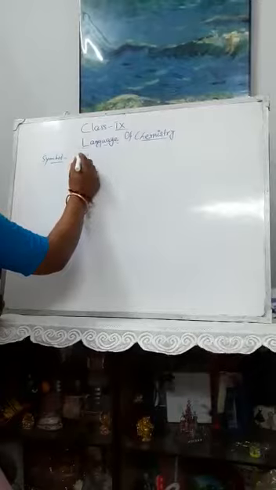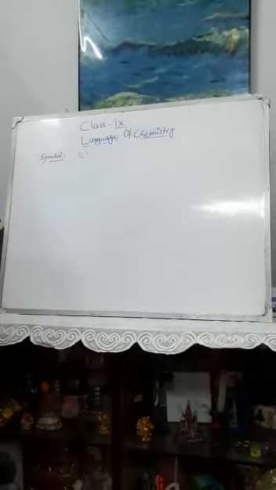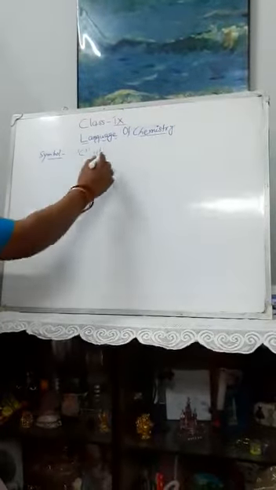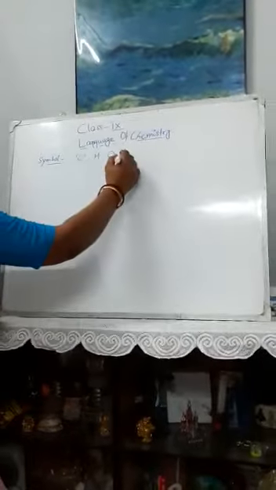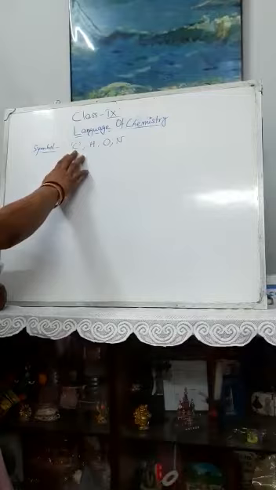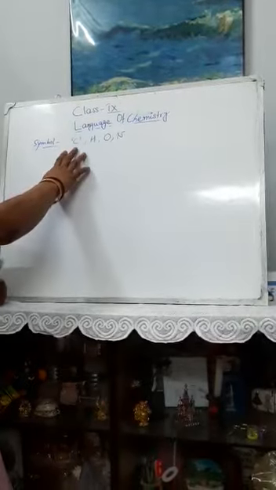Symbol is the short form of an element. You can write carbon as C. So C is the symbol of carbon. H is the symbol of hydrogen. O is the symbol of oxygen. N is the symbol of nitrogen. So what I have done, the first letter of the element, it is written as the symbol of that element.